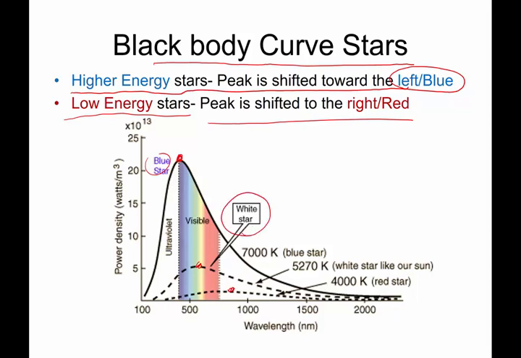Now notice it said white star. This is very much like our sun. Again, it has a whole unique black body curve, but the peak is in that yellowish region, and it gives all of the colors of the rainbow. That's our star. That's our sun.